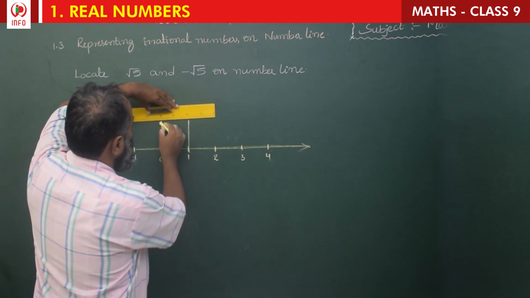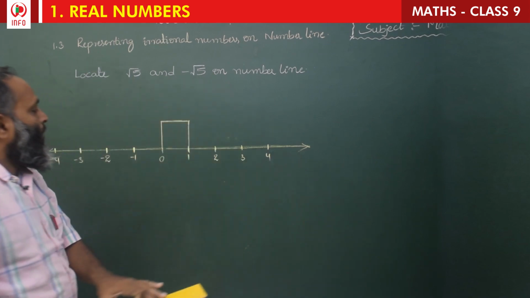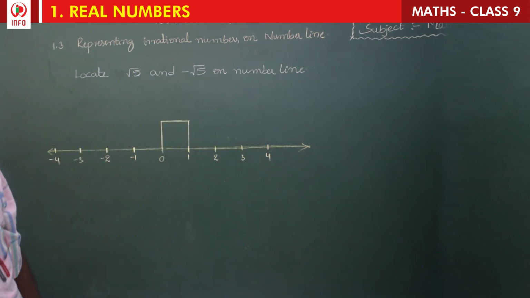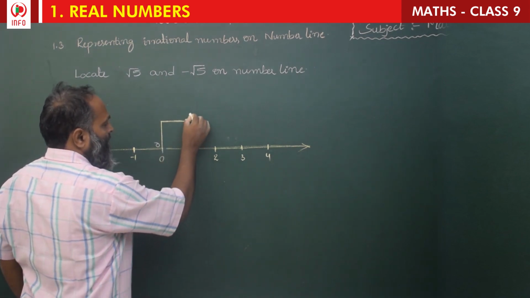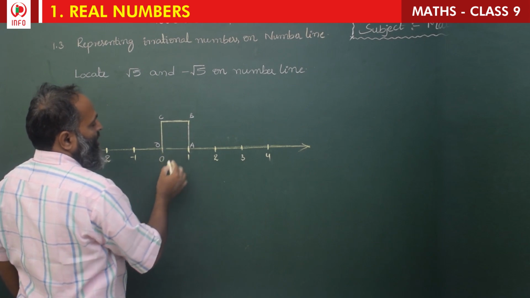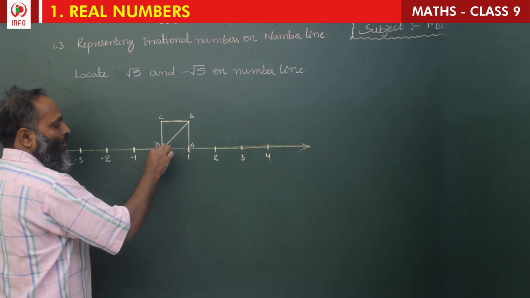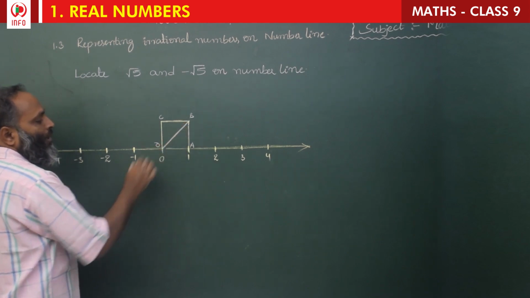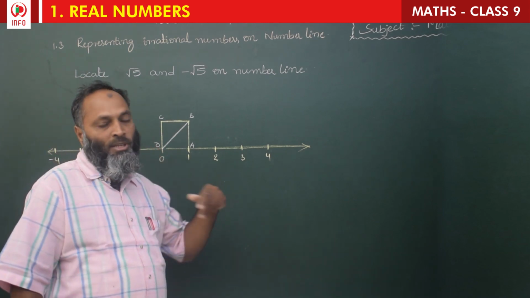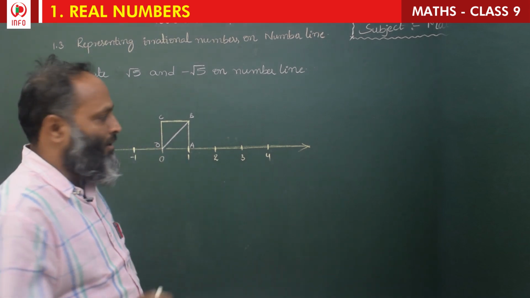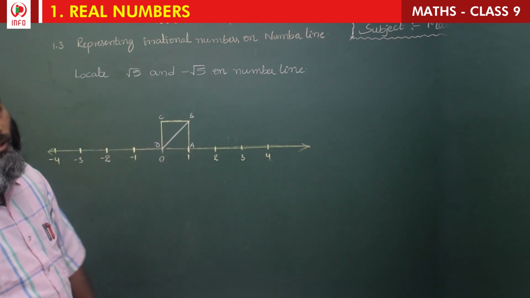This is 1 centimeter square. OABC is a square. This is O, A, B and C. So now join diagonal OB. Here draw a number line. On each 1 centimeter we should mark points, as 1, 2, 3, 4 on the right side, and minus 1, minus 2, minus 3, minus 4 on the left side.